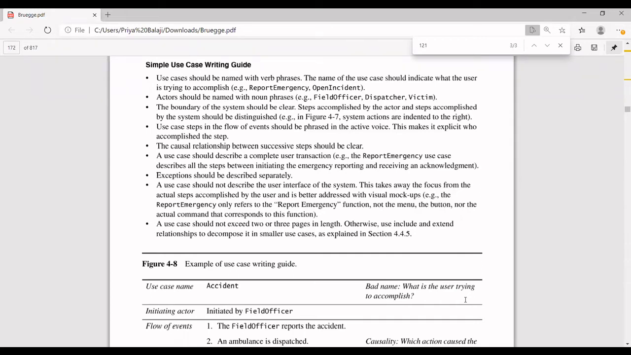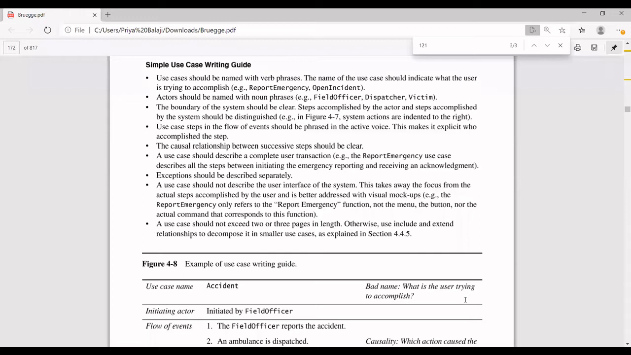Similar to use cases, the actor name should also be a noun phrase. A proper name should be given. So dispatcher, why is it given as dispatcher? Because the person who is going to give you the resources according to the incident that has happened is going to dispatch the resources. So he is called a dispatcher.